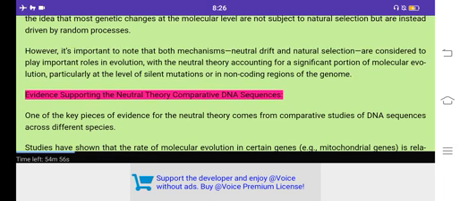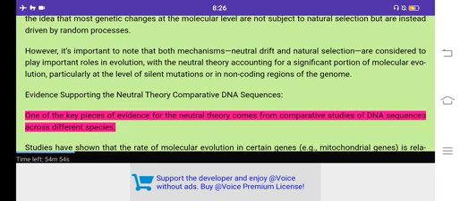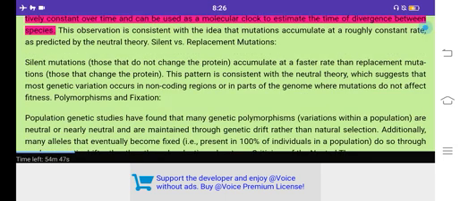Evidence supporting the neutral theory. Comparative DNA sequences. One of the key pieces of evidence for the neutral theory comes from comparative studies of DNA sequences across different species. Studies have shown that the rate of molecular evolution in certain genes, e.g., mitochondrial genes, is relatively constant over time and can be used as a molecular clock to estimate the time of divergence between species.